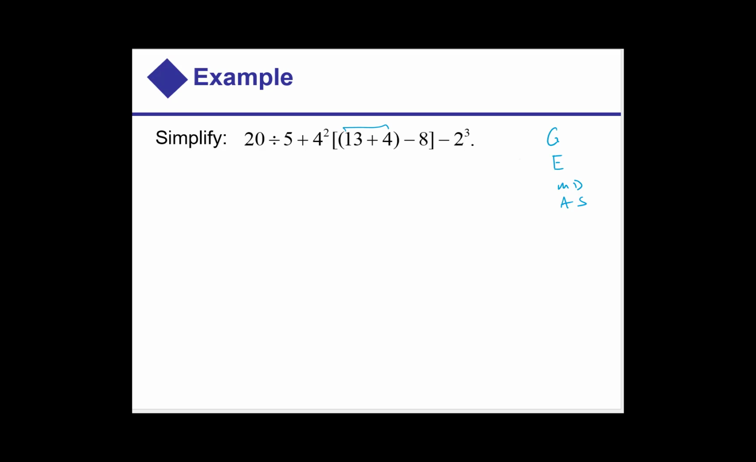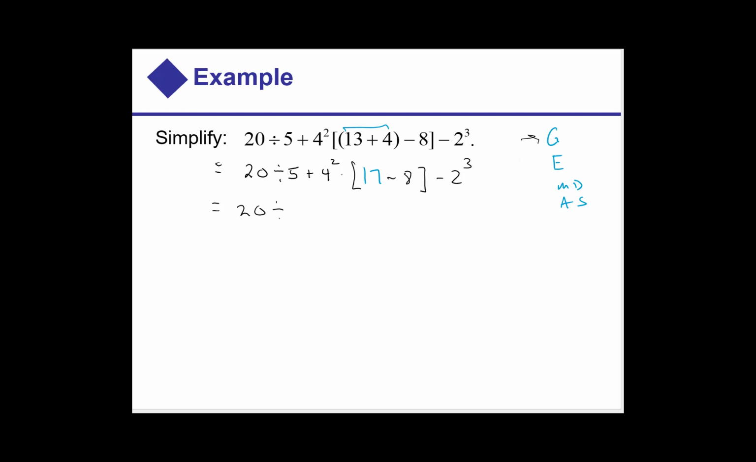Okay, so here we go. 20 divided by 5, wait, plus 4 squared, wait, times the group. Now inside the group is some math we have to do. And it has its group. Inside of its group, we're going to do 13 plus 4, which is 17. Now, have we finished that group? Nope. So we're not done yet. We're still working on that group. So let's finish off that group.